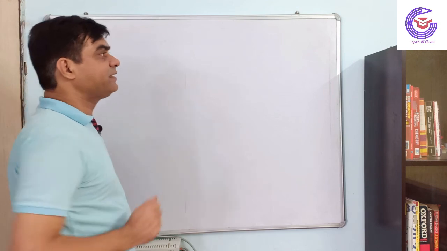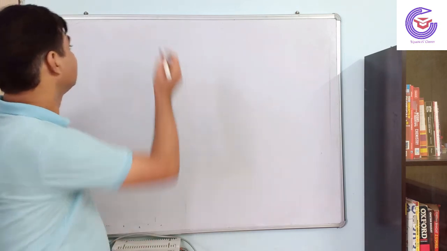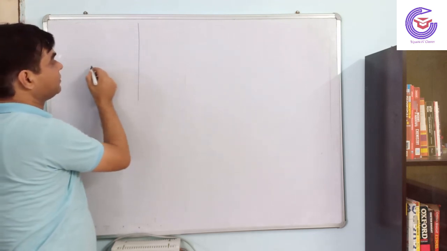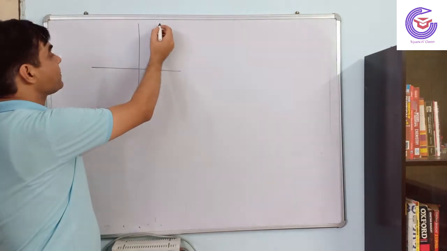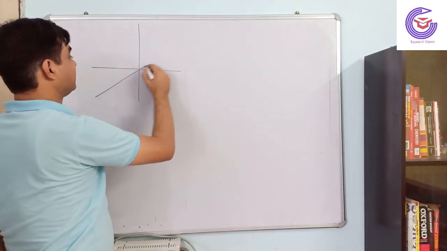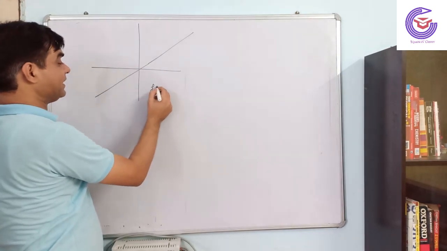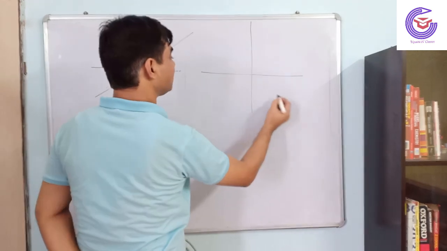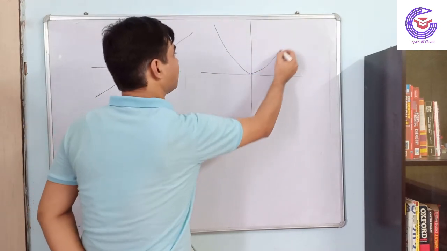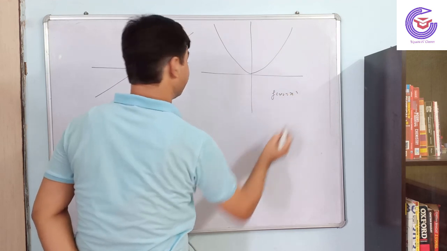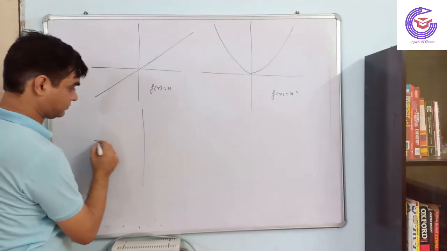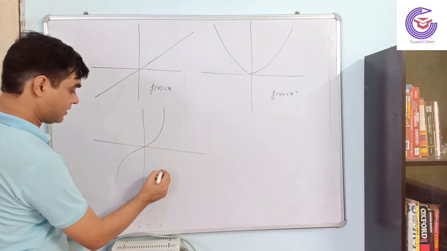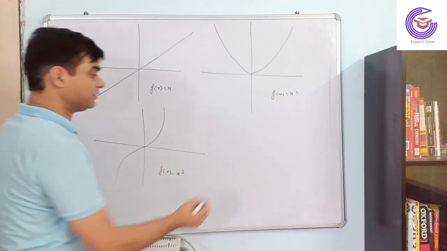One important thing you have noticed here, let me show: this is your function f(x) is equal to x. f(x) is equal to x square. f(x) is equal to x cube.